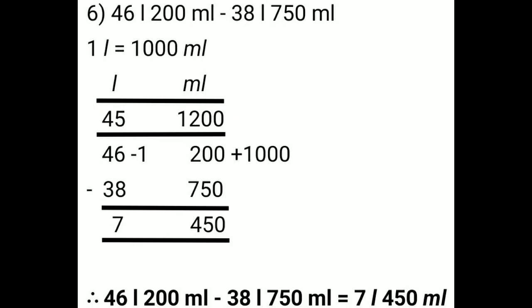Now on subtracting 38 from 45, we get the answer 7 liters, and on subtracting 750 from 1200, we get the answer 450. Therefore, 46 liter 200 milliliters minus 38 liter 750 milliliters is equal to 7 liter 450 milliliters.